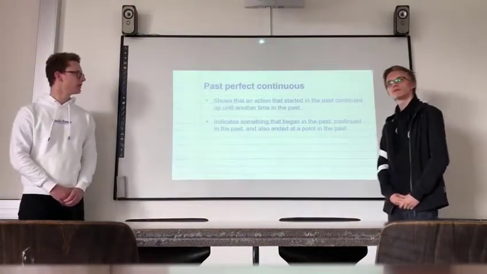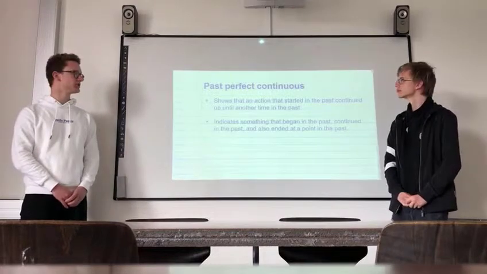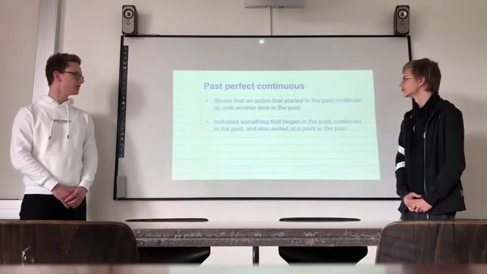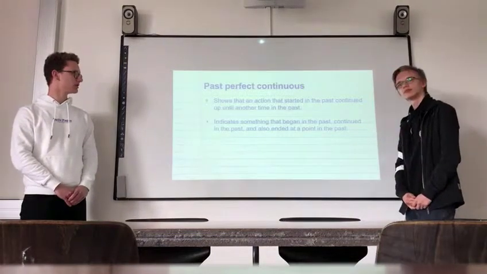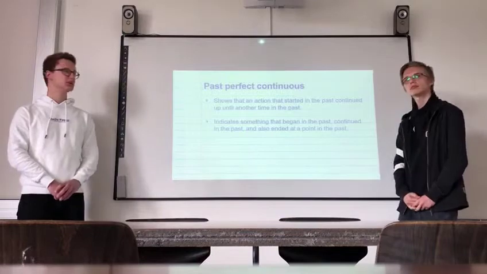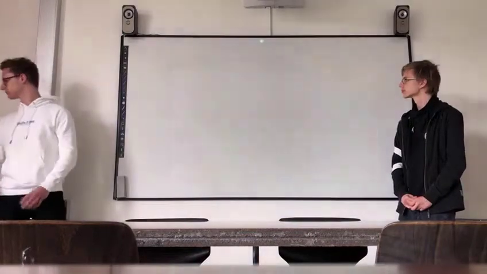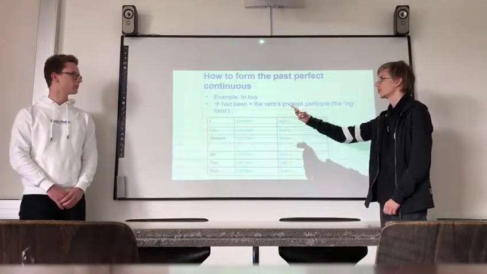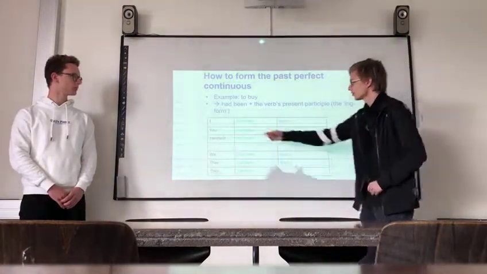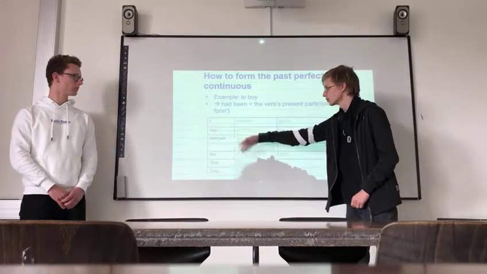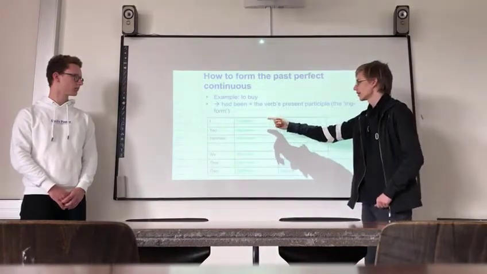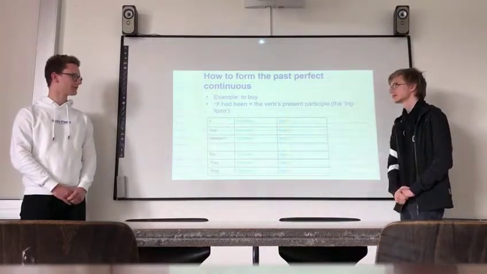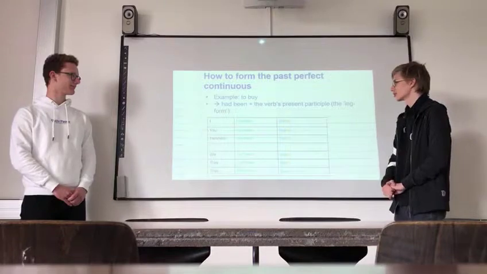Past perfect continuous. The past perfect continuous shows that an action started in the past, continued up till another time in the past, and ended in the past. It also indicates something that ended at a point in the past, so it's done. How to form the past perfect continuous? For example, we're using the verb to buy as an example. First of all, I or you, and after that you have to add had been. It's always had been, and then the ing form of the verb, so the present participle.